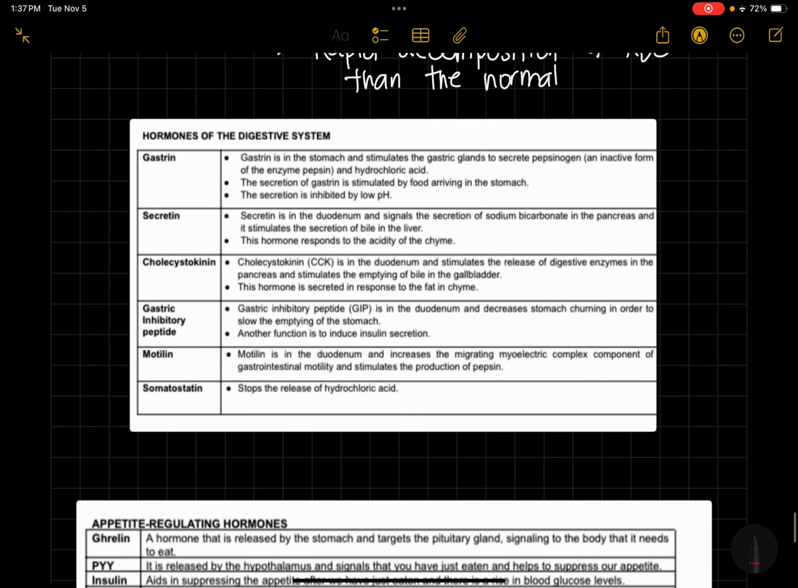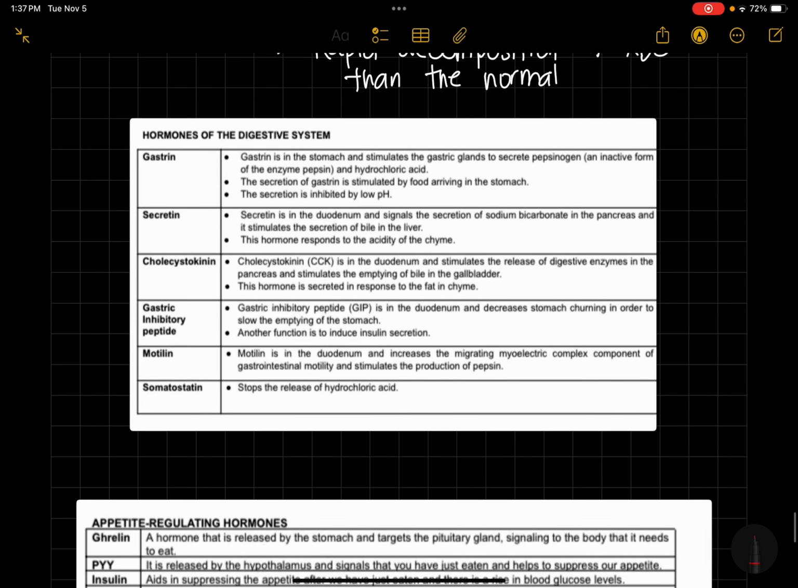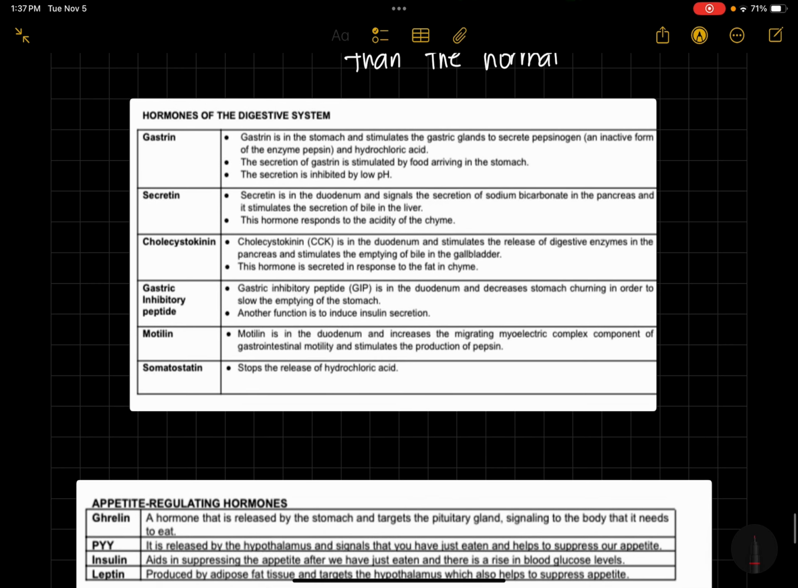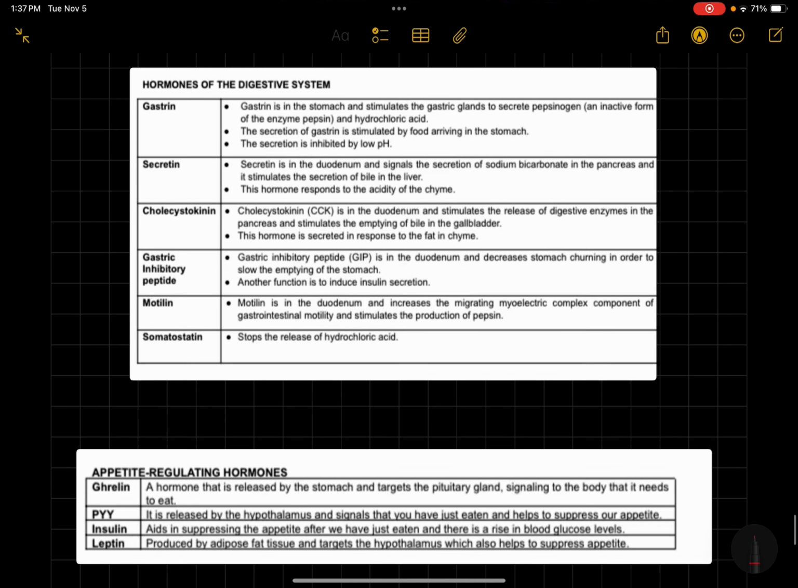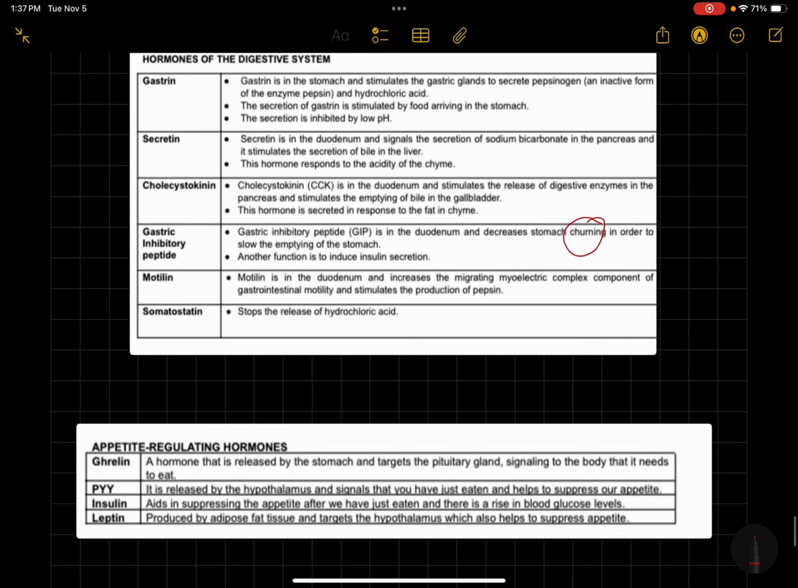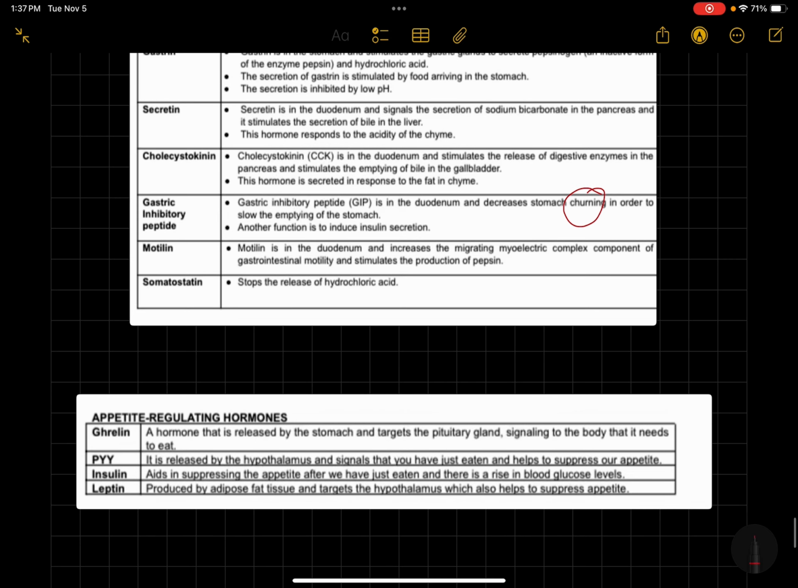And we have cholecystokinin or CCK in the duodenum, and it stimulates the release of digestive enzyme in the pancreas and stimulates the emptying of bile in the gallbladder. This hormone is secreted in response to the fat in the chyme. We have gastric inhibitory peptide. Gastric inhibitory peptide is in the duodenum and decreases stomach churning in order to slow the emptying of the stomach. Another function is to induce insulin secretion.